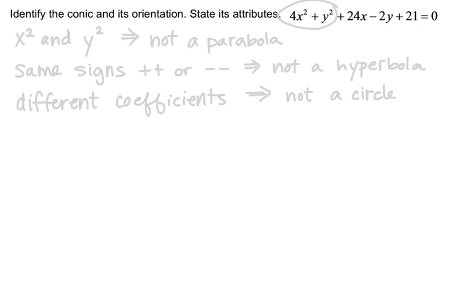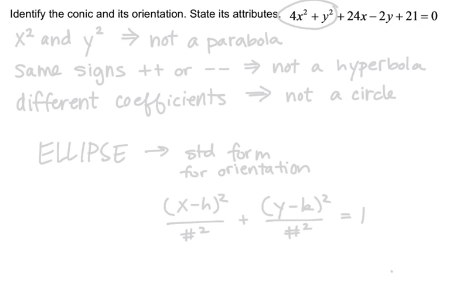That means we know we are dealing with an ellipse. And we need it in standard form before we can determine the orientation. So for our orientation, we know we'll have some x squared, some y squared, and there will be a number under each. Whichever x or y has the larger number will let us know how to determine the orientation.